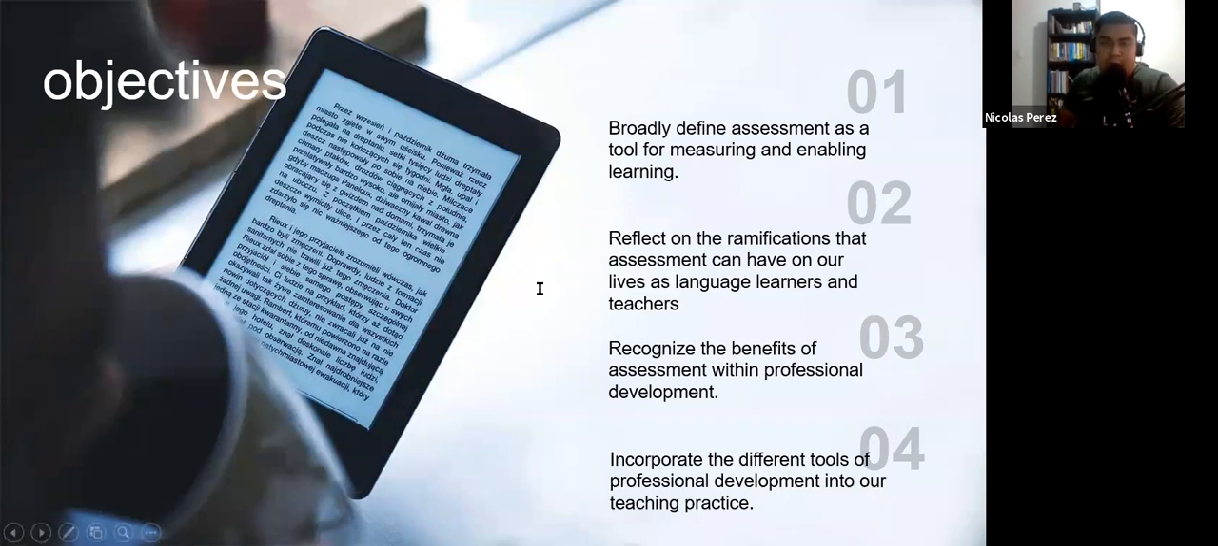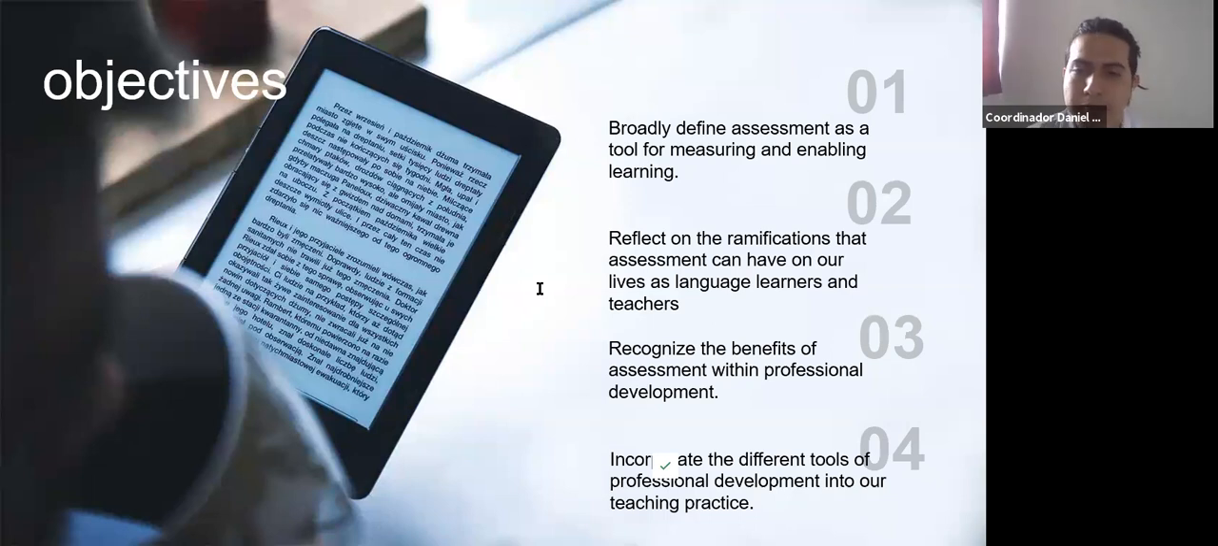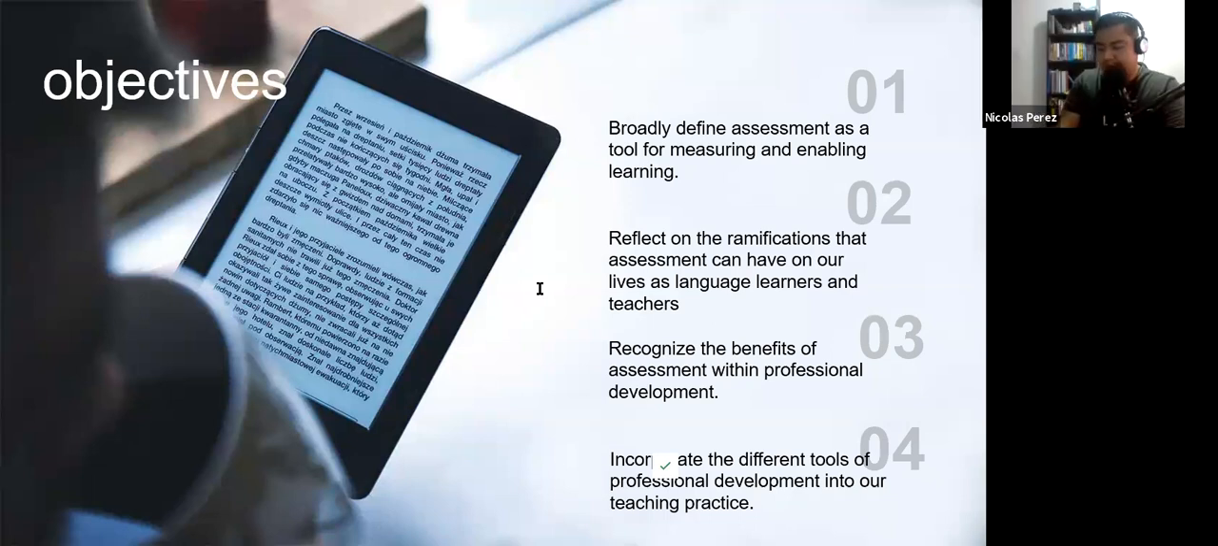So objectives. Number one, broadly define assessment as a tool for measuring and enabling learning. Number two, reflect on the ramifications that assessment can have on our lives as language learners and teachers. Three, recognize the benefits of assessment within professional development. Four, incorporate the different tools of professional development into our teaching practice.